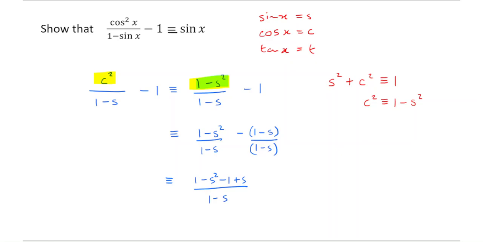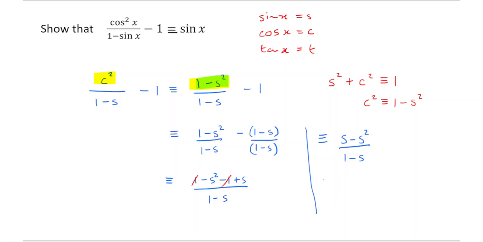I'm slightly running out of space, so I'm just going to move over here on the right hand side. On the numerator, I've got 1 minus 1. Can you see that? 1 minus 1. So I'm going to cancel that off, so that disappears. The 1 minus 1 is 0. So what I'm left with is sine minus sine squared divided by 1 minus sine.